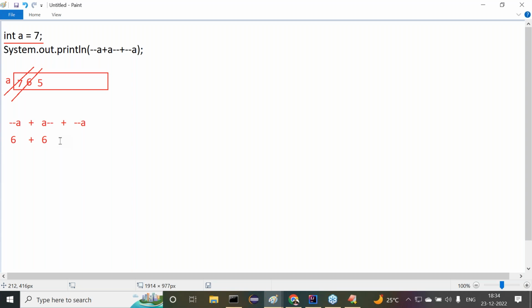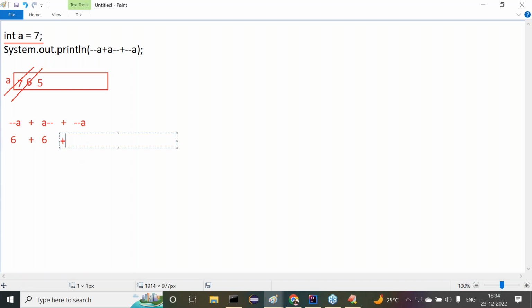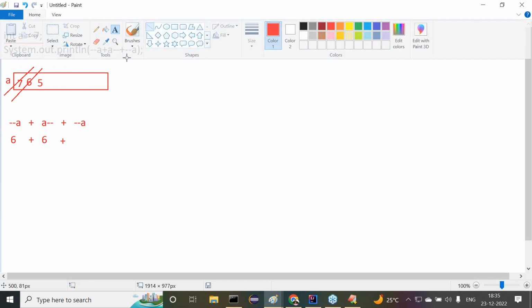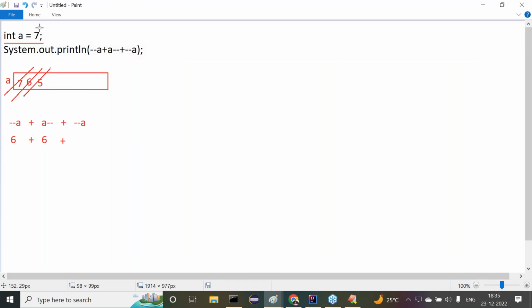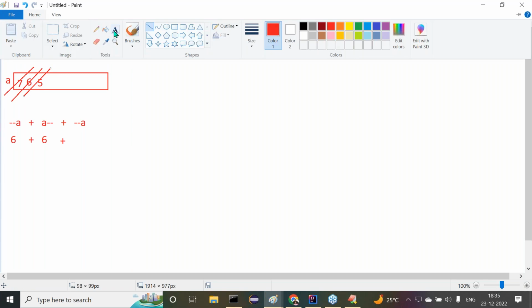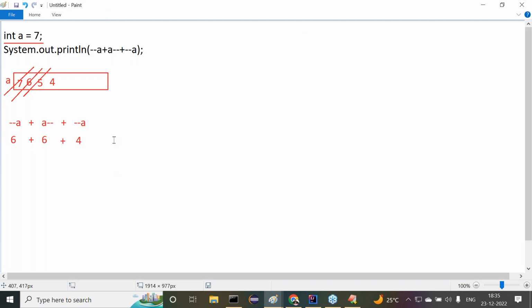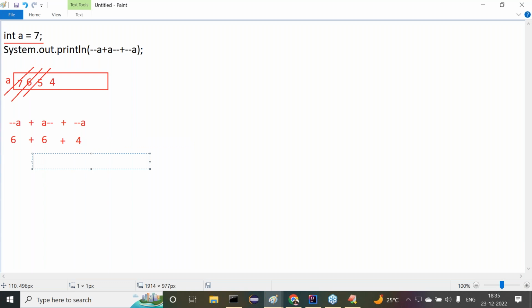There we are getting 5. Then after that, plus, next one is --a, pre-decrement. First the a value must be decremented by 1. 5 decremented by 1 gives 4. The decremented value will participate in our expression. Then that value is 4. Overall, what is the result we are getting?